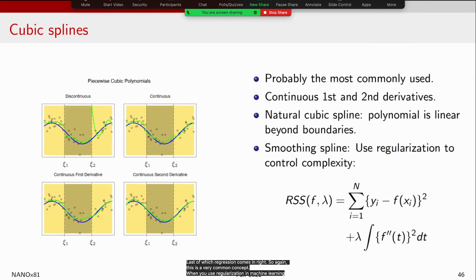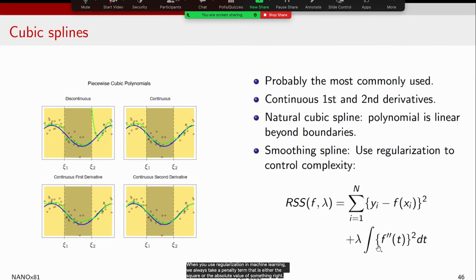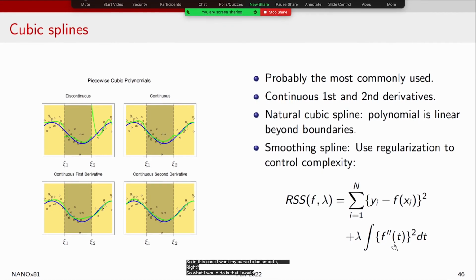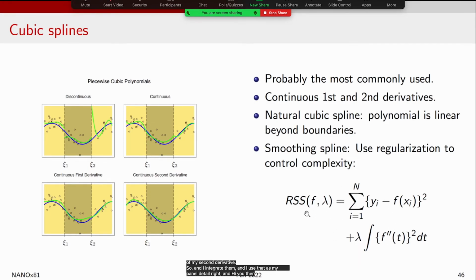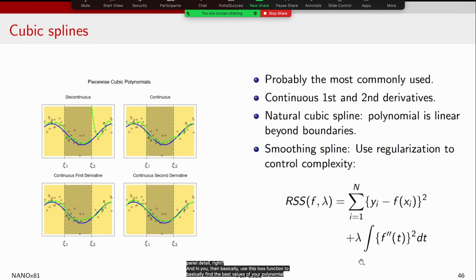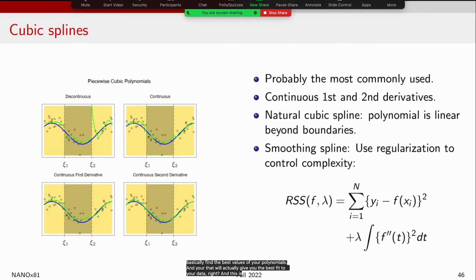We always take a penalty term that is either the square or the absolute value of something, right? So in this case, I want my curve to be smooth, right? So what I would do is take the square of my second derivative, integrate it, and use that as my penalty term, right? And you then basically use this loss function to find the best values of your polynomials, and that will actually give you the best fit to your data, right? And this is how your cubic spline actually works.